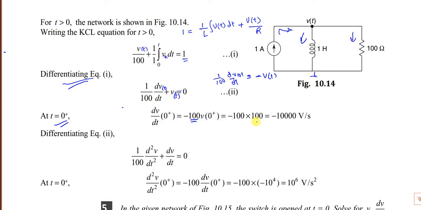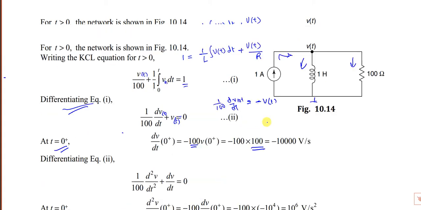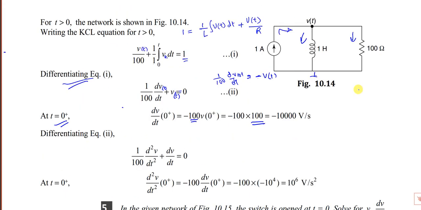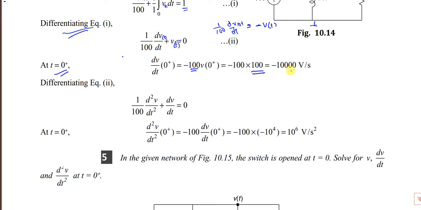Now substitute v of 0 plus. V of 0 plus is 100. So 100 into 100 is 10 power 4. So it is minus 10 power 4, or 10,000 volts per second. In the di by dt, it is ampere per second; here it is voltage per second. So this is your dv by dt.